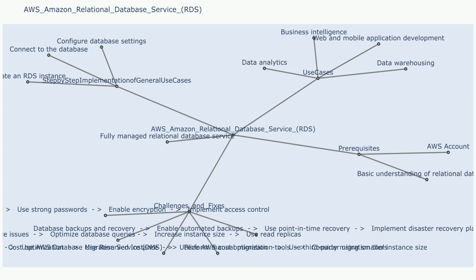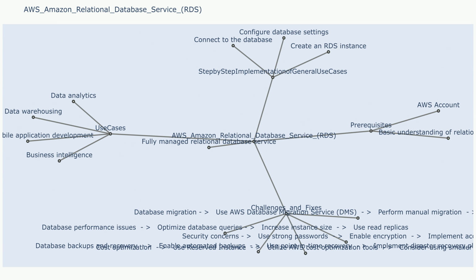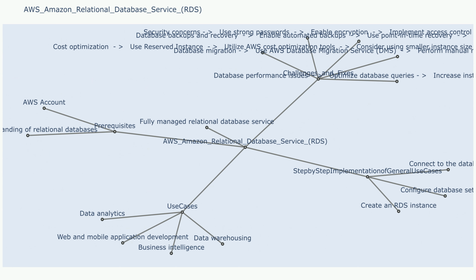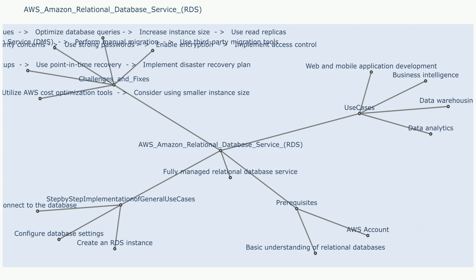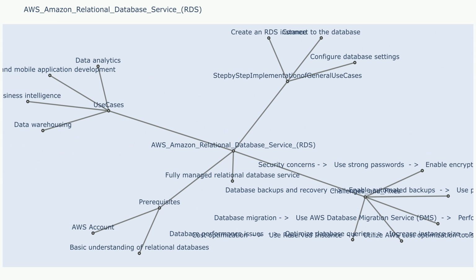Use cases: web and mobile application development. RDS provides reliable and scalable database infrastructure for web and mobile applications, handling large volumes of data and concurrent requests. Data warehousing. RDS can be used as a data warehouse for storing and analyzing large datasets from various sources.